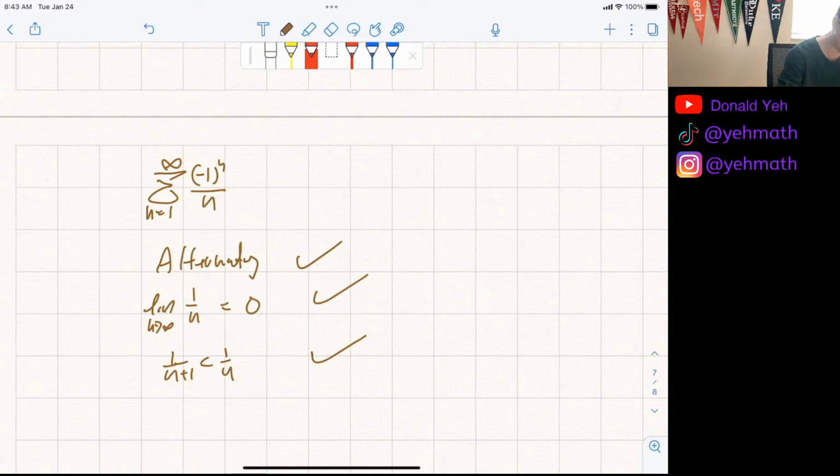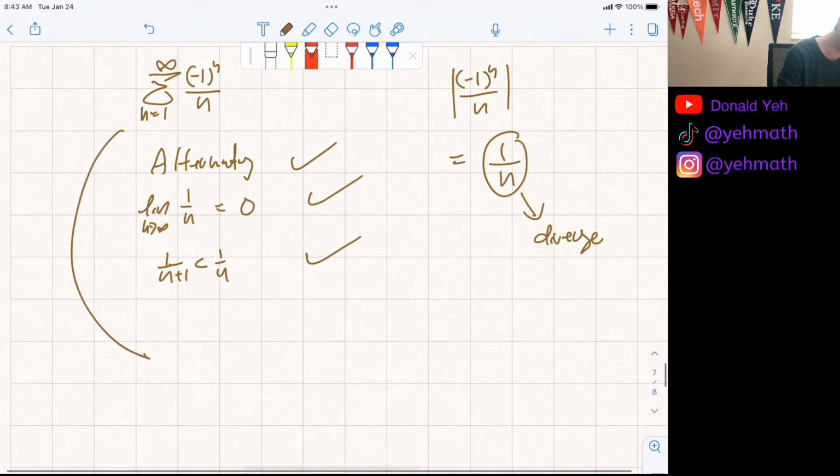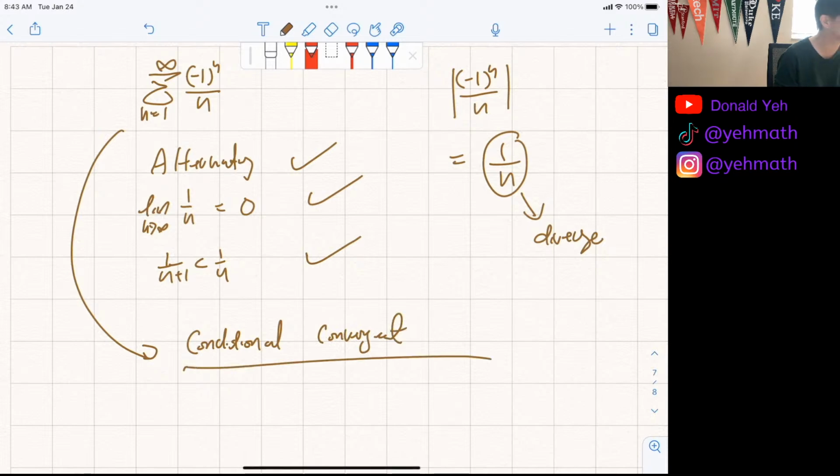The alternating series test says this converges. But what if I take the absolute value of this? That's going to be 1 over n, right? Is this series convergent or divergent? This is divergent. So therefore, the harmonic series is no longer just convergent. It's convergent in a special category: conditionally convergent.